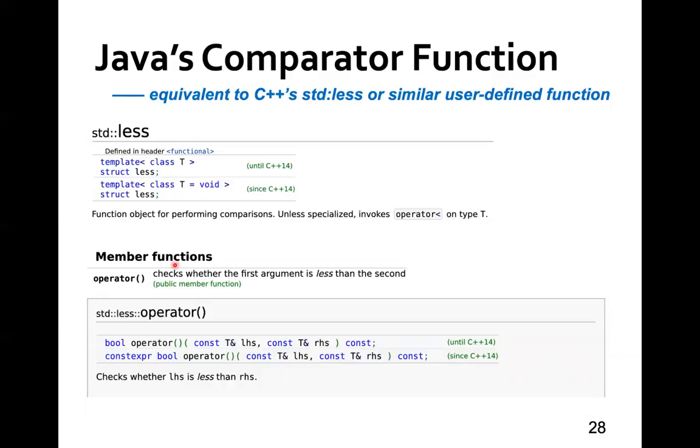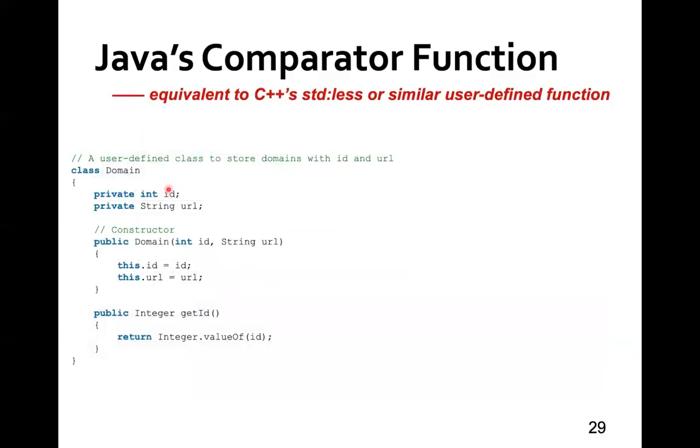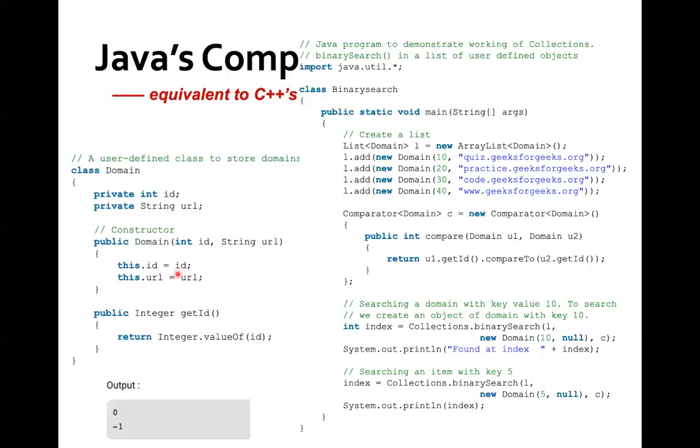If you want to define your own object, you can put it there. This is similar to something in Java, a comparator. For example, let's say we have a class called domain, with an ID and a URL. What we really care about is only the comparator object, which has a compare function for domain 1 and domain 2. We really don't care about the URL, just compare with the IDs.